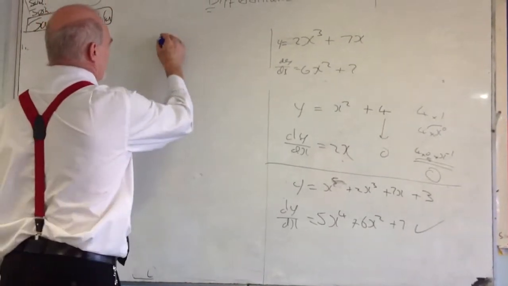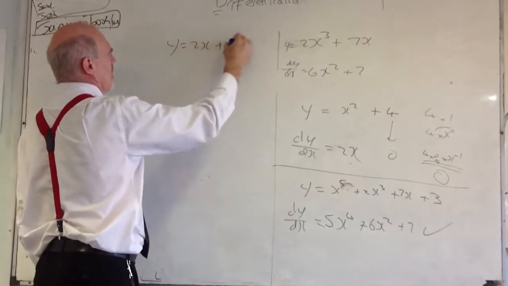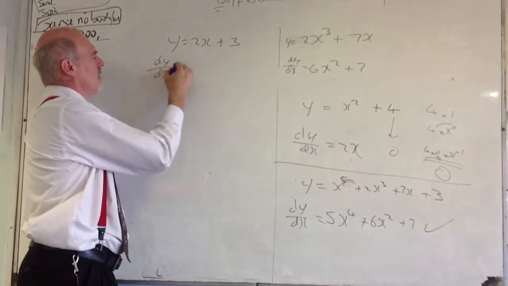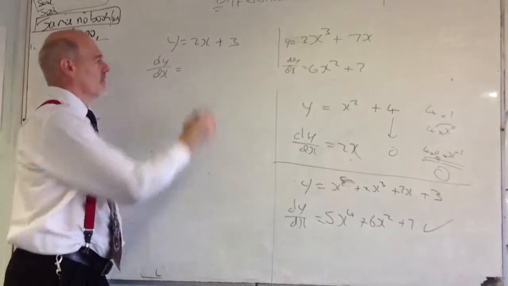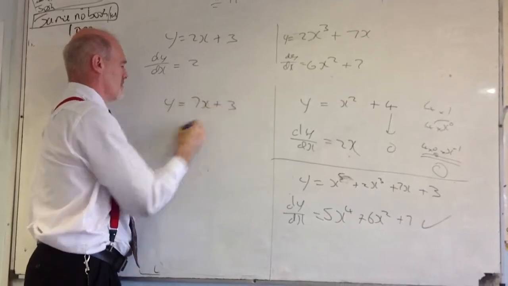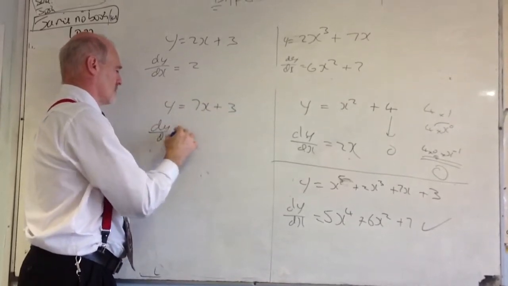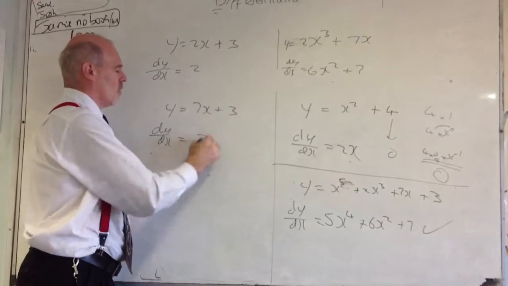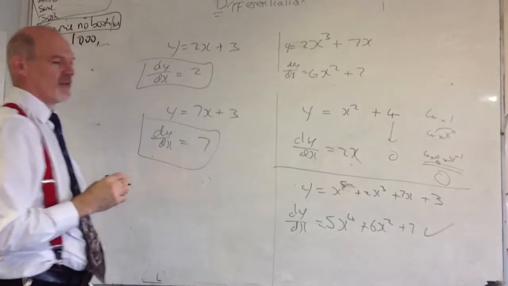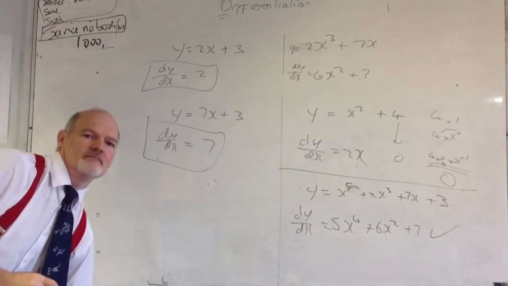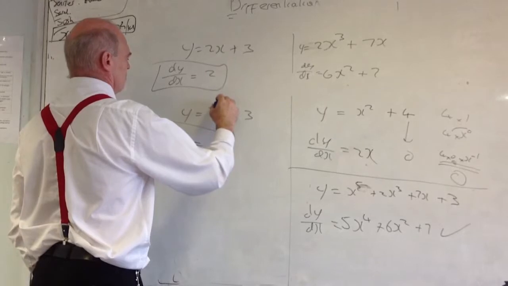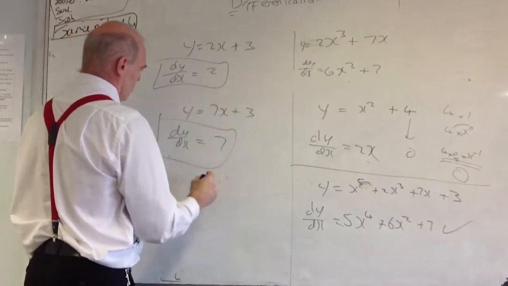Now, for uses, it's a game. So if I have this, differentiate that. 2. And if I have this, differentiate that. 7. What can you tell about the answer 2 and the answer 7? What do they have in common? They're the coefficient of x. Coefficient of x, yes. What else do they have in common? The whole numbers. The whole numbers, okay.